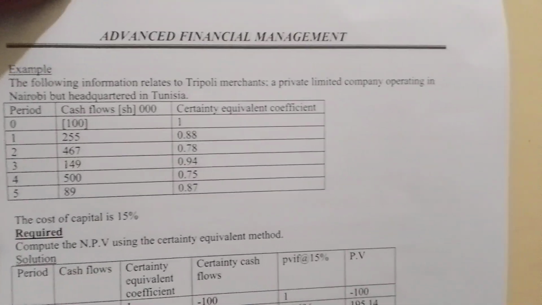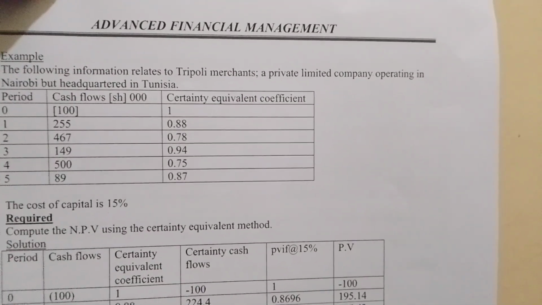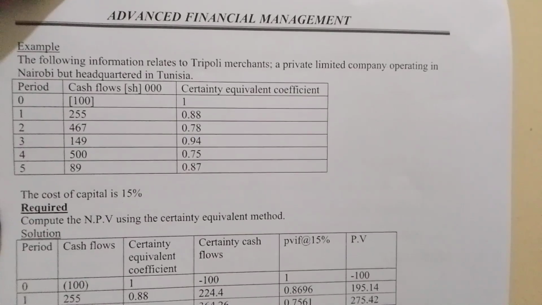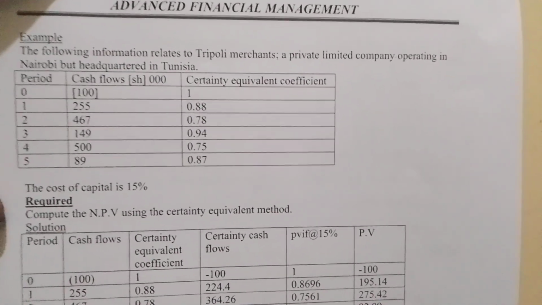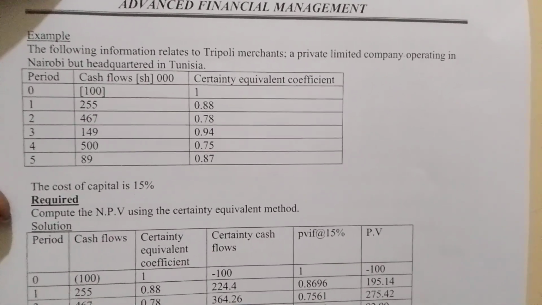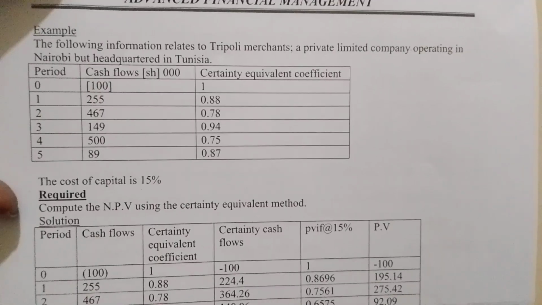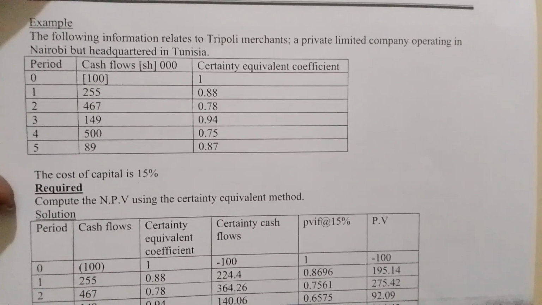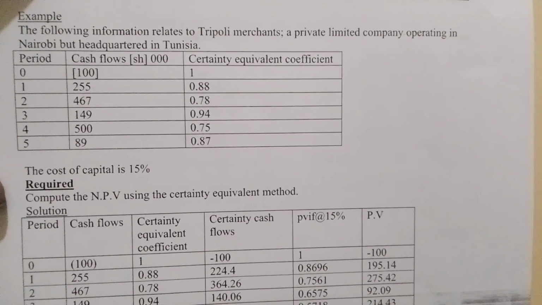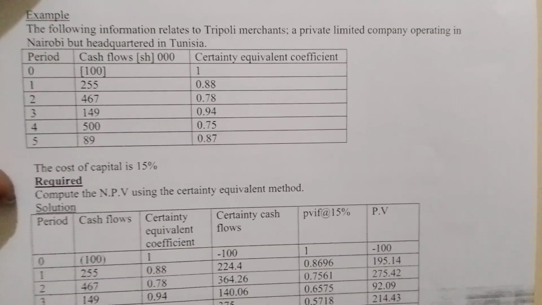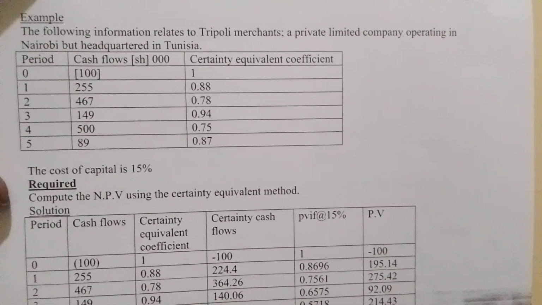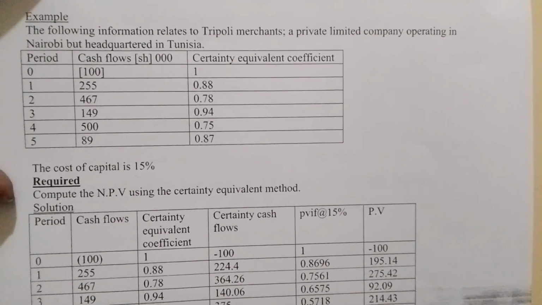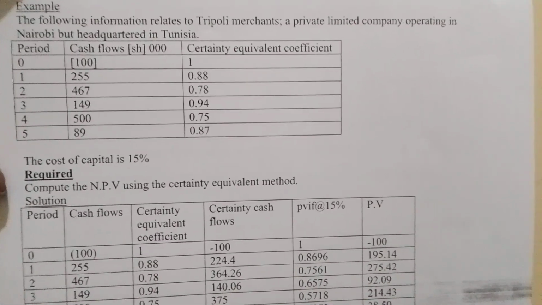You have been told the following information relates to Tripoli Merchants, a private limited company operating in Nairobi but headquartered in Tunisia. We have period 0 to 5. So period 0 means the time when the initial capital outlay was injected.